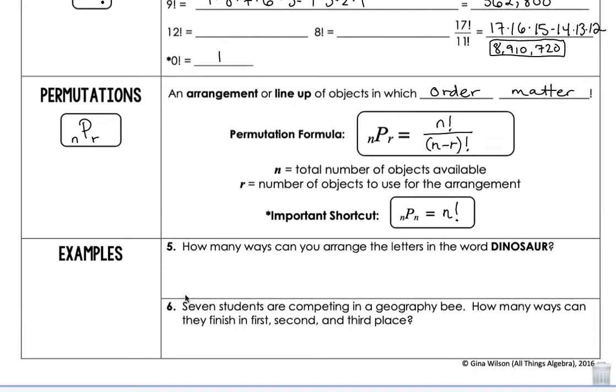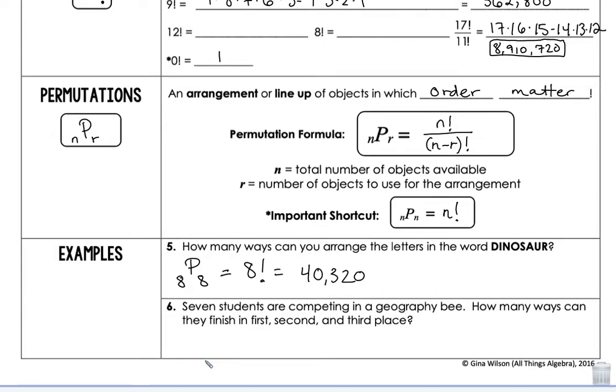So let's look at some examples of this. If you are trying to arrange the letters in the word dinosaur, order matters, so this is a permutation. We have 8 total letters available, and we want to rearrange this word into the same amount of letters, but just different words. So we're still using all 8. So this ends up being just 8 factorial, which is 40,320.